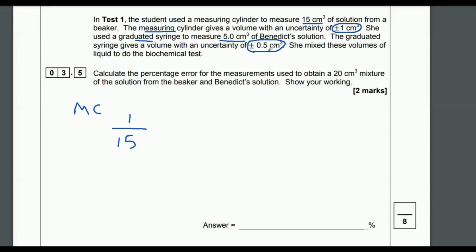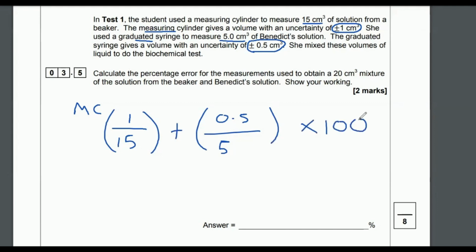Now, the graduated syringe has an uncertainty of 0.5, and the measurement taken was 5 centimeters cubed. So we do 0.5 over 5. We can add these together if we like, and then we can times 100, and that's going to give us our answer. Dead easy. So if you do that, you get an answer of 16.66 recurring. You could round that up to 16.67, but there's a whole range up to 17% they give you.